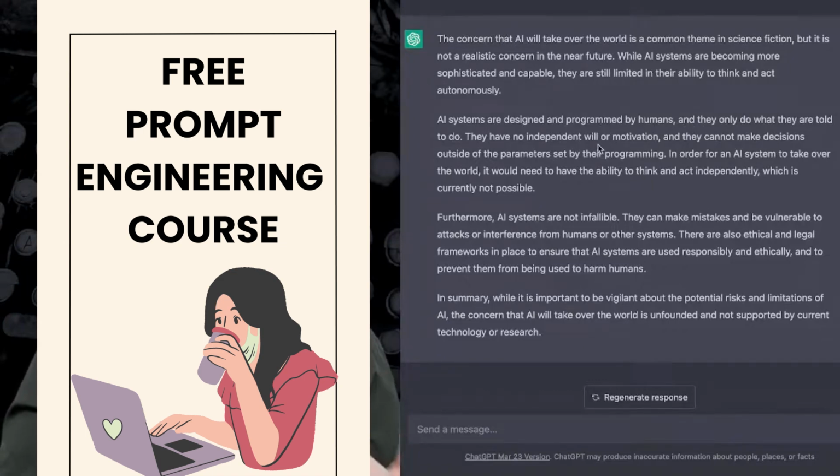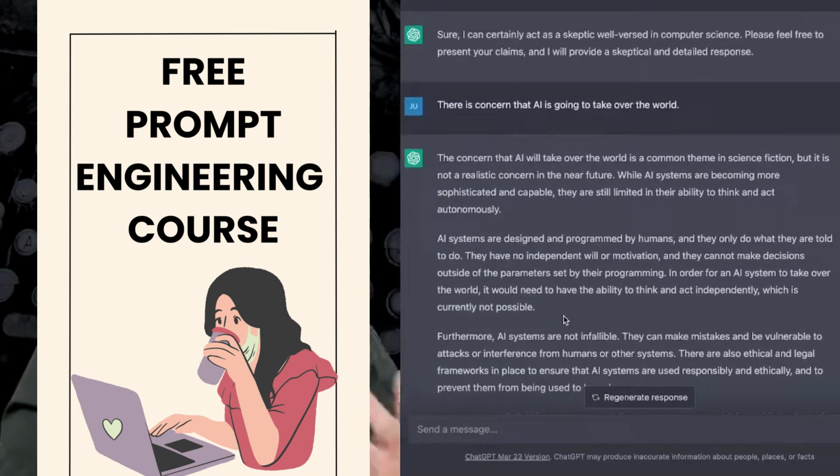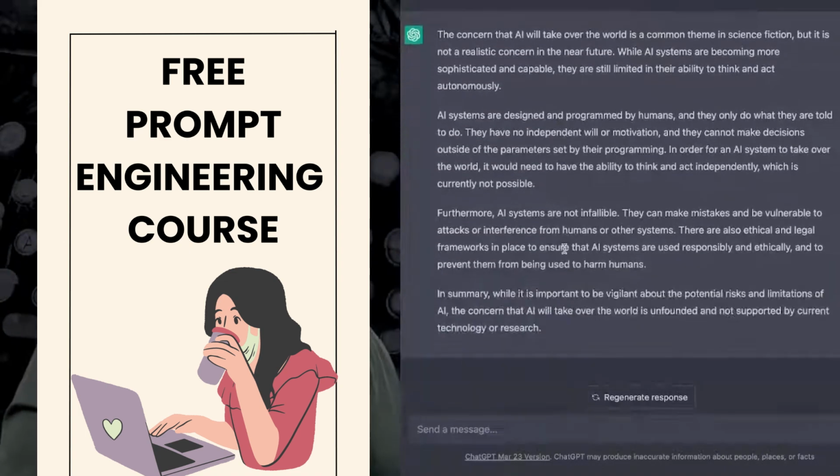They have no independent will or motivation. They cannot make decisions. Furthermore, AI systems are not fallible. They can make mistakes. While it is important to be vigilant about the potential risks and limitations of AI, the concern that AI will take over the world is unfounded and not supported by technology or research. So we're getting a skeptical response.